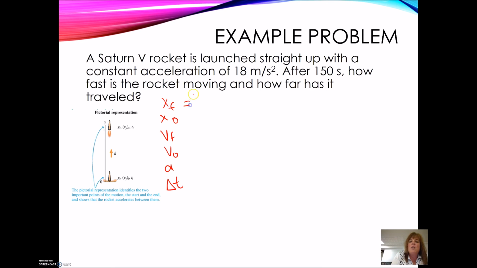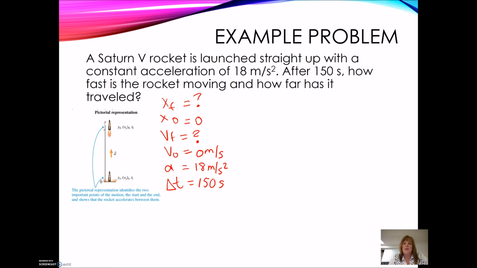The final position, I don't know. That's one of the things that I want to find out. We're going to call, and if you see the little picture here, the initial position 0. The final velocity of this object, or the rocket, I don't know either, so we're going to put another little question mark there. Usually when a rocket blasts off, it starts at rest. So we're going to say, because we don't have any other information, that the initial velocity was 0. The acceleration, they tell us, is 18 meters per second squared. And we know that it is gone for 150 seconds.